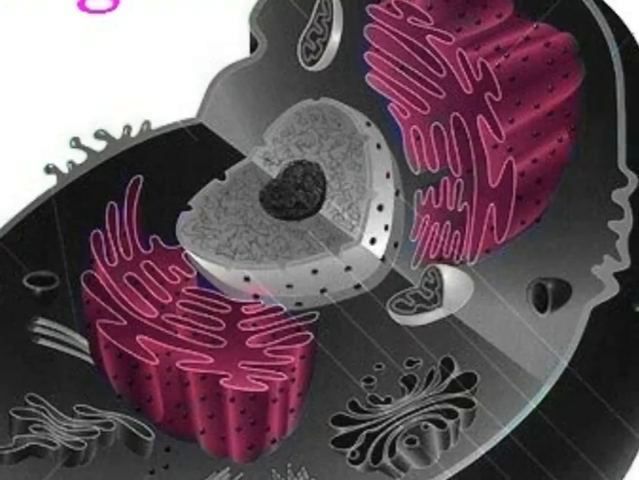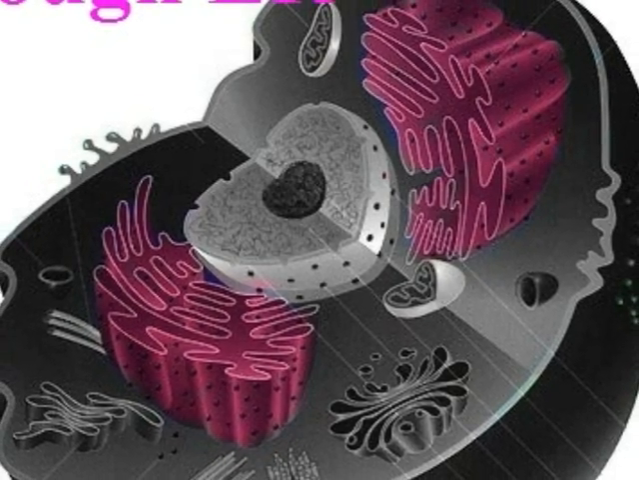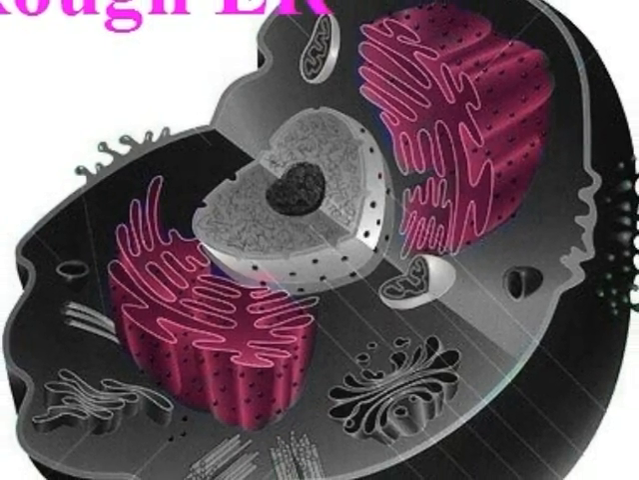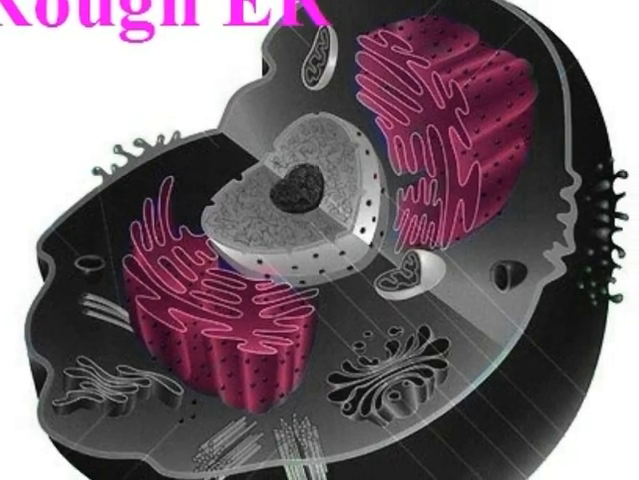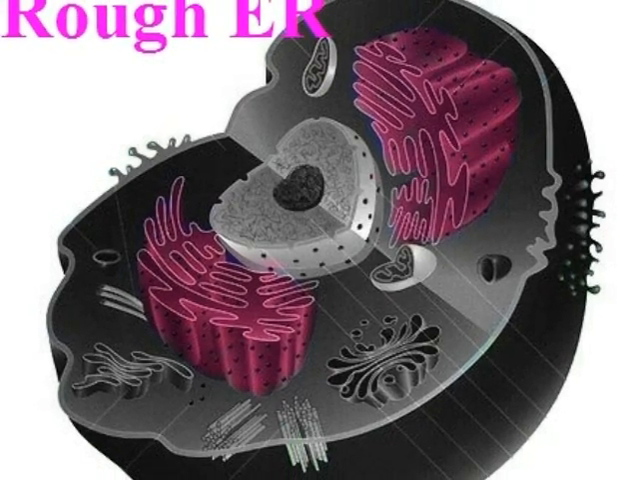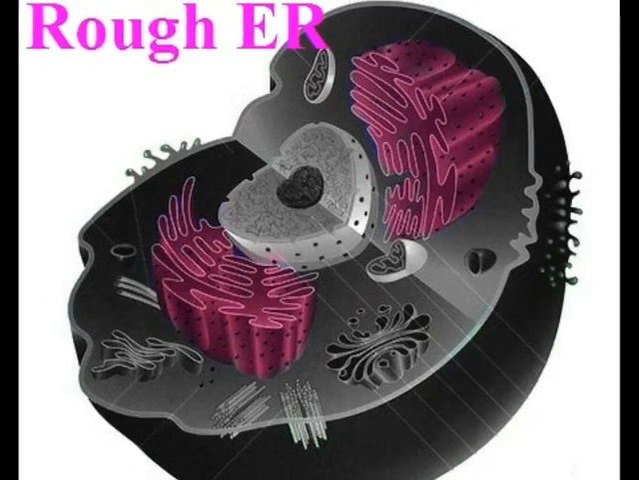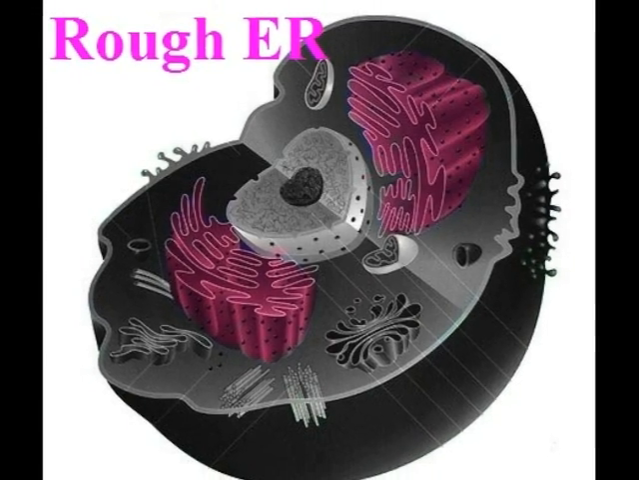Next is the rough endoplasmic reticulum. The rough ER is a vast system that coils through the cytoplasm. It is studded with ribosomes, and it synthesizes phospholipids and cholesterol.